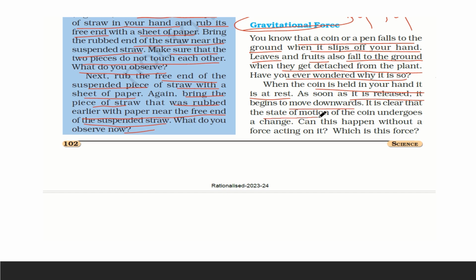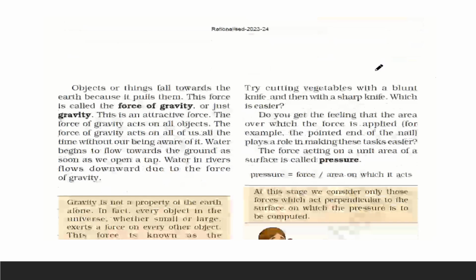It is clear that the state of motion of the coin undergoes a change when you drop it. Can this happen without a force acting on it? So what is the force? If you are dropping an object, if a fruit or a flower is falling from a tree, what is the force on which it depends to change its direction of motion?